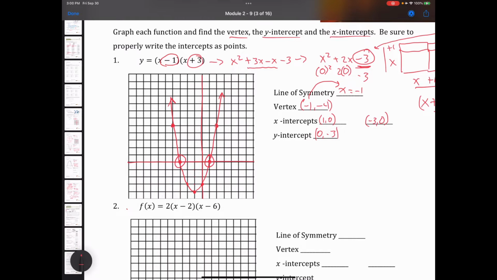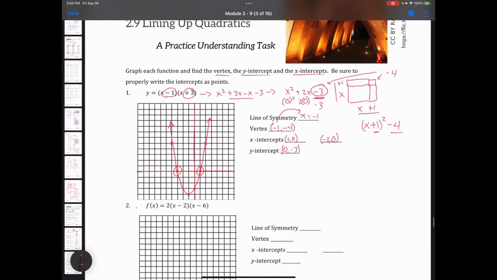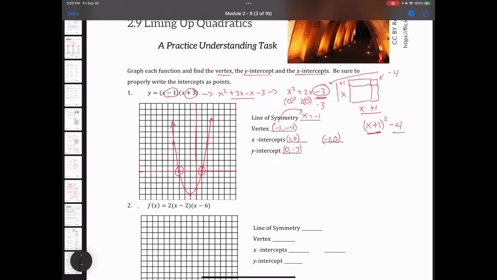Now, you might get a hint from our vertex form, how we've said if there's something in parentheses, we negate it, and that's what we do when we pull it out of parentheses. The same is true for factored form when we're looking at intercepts. It's no coincidence that x minus 1 gives us an intercept of 1, and x plus 3 gives us an intercept of negative 3.